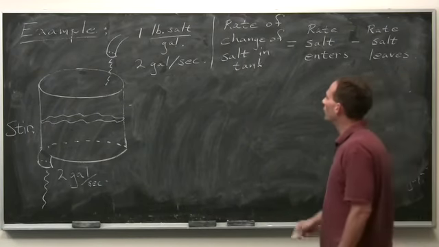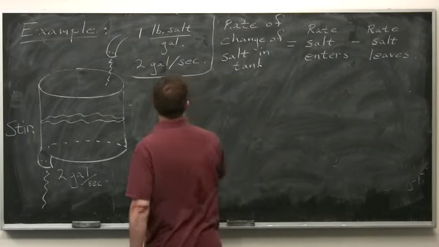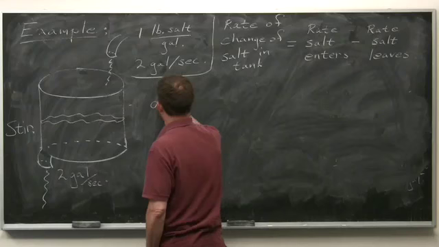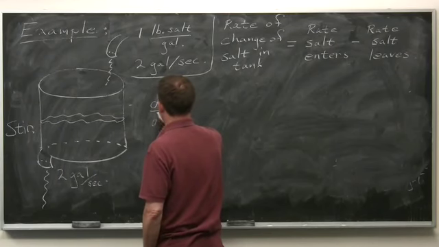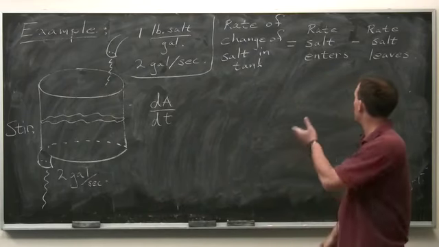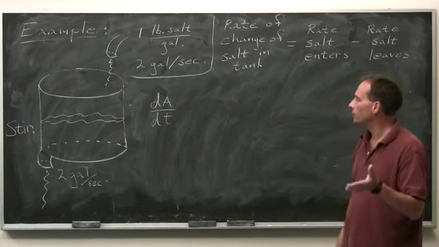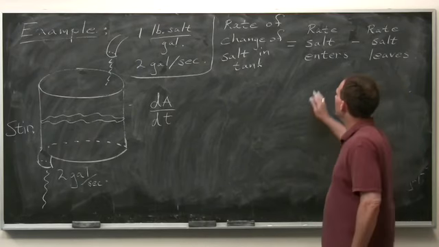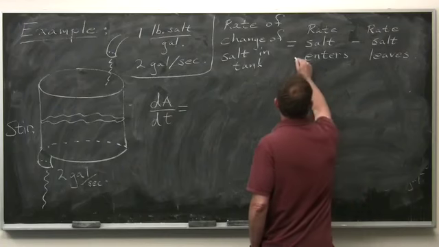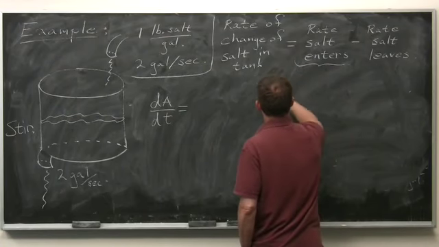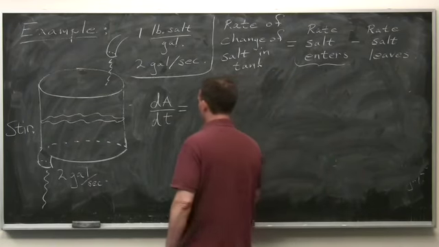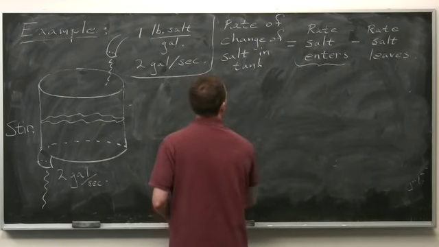But the rate of change of pounds of salt in the tank, that is dA/dt. A is the number of pounds of salt in the tank. The rate of change, and I always mean with respect to time in this problem, is dA/dt. It's the rate salt enters. But the rate salt enters, this is the rate at which salt water enters. So you break this down. Actually, let me give myself some more room.